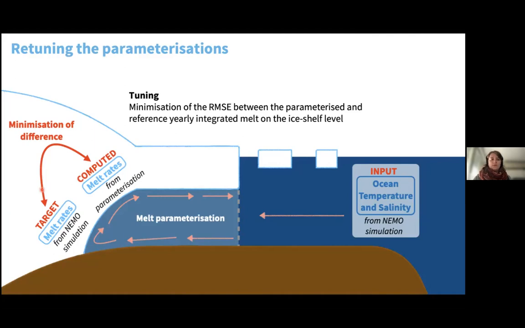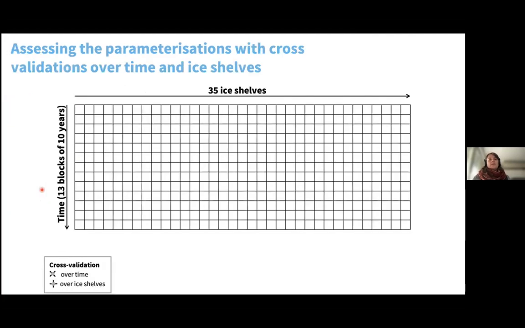So to make this a bit more robust and maybe find out what is important when we tune and evaluate, we do this with cross-validation, where we divide our whole data set into different blocks. So for example, we have 35 ice shelves, so we divide into 35 blocks, and then over time, we have 127 years. And we decided to divide them in blocks of 10 years so that we avoid bias due to autocorrelation in time. Because if you tune on, for example, 126 years and then you evaluate on one, then this one is very close to something that has already been tuned on. So this might give too optimistic results.